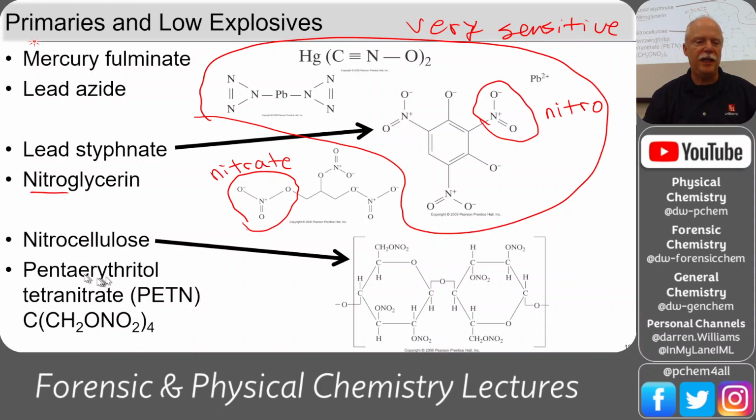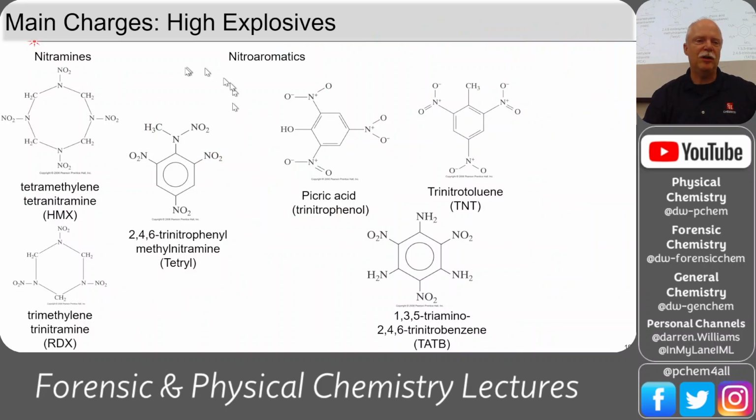Okay, and then there's PETN, pentaerythritol tetranitrate. So it's 1 carbon surrounded by 4 CH2ONO2 groups. And then we have the high explosives, the main explosives. So here's the chemistry of these. These are nitramines. So it's an amine and a nitro together. So look at the name, recognize that that's a nitramine.